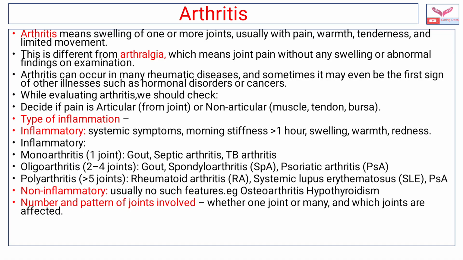Friends, arthritis means swelling of one or more joints, usually with pain, warmth, tenderness and limited movements. It differs from arthralgia. Arthralgia means joint pain without any swelling or abnormal finding on examination. Arthritis can occur in many rheumatic diseases, and sometimes it may even be the first sign of other illnesses like hormonal disorders or cancer. While evaluating arthritis, we should check whether the pain is articular.